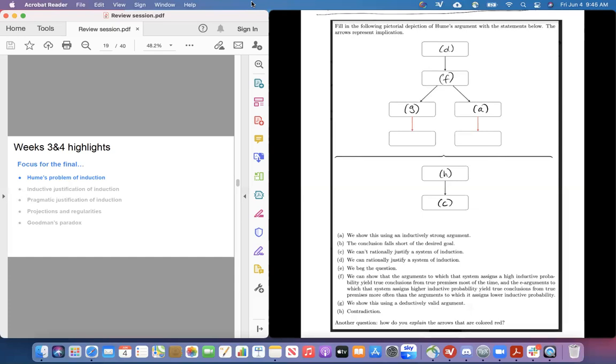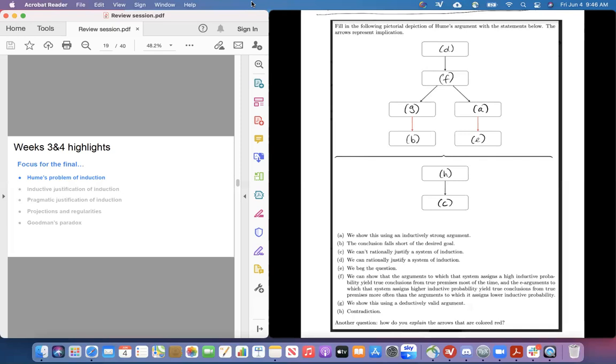So what happens if we try and show this using a deductively valid argument? Well, and this was done pretty well on this chapter test, it was recognized that the conclusion falls short of the desired goal. That's the kind of slogan that we've put into this argument here. What happens if you try and show what F says you can show using an inductively strong argument? Well, you end up begging the question. That's the last one, that's E.